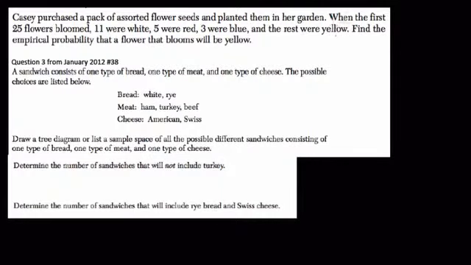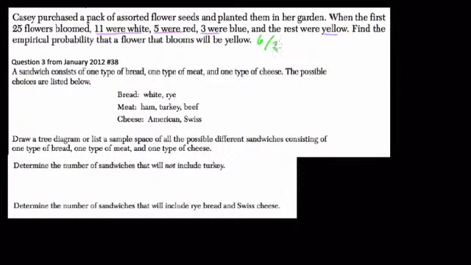Two problems here, sorry. The first one is telling us that there are 25 flowers: 11 were white, 5 red, 3 are blue, and the rest were yellow. The empirical probability that a flower will be yellow, well, empirical means out of the data you have. So there are 25 flowers, take away 11, 5, and 3. And what's that? Well, 11 and 5 is 16, plus 3 is 19. That leaves a total of 6 flowers left.